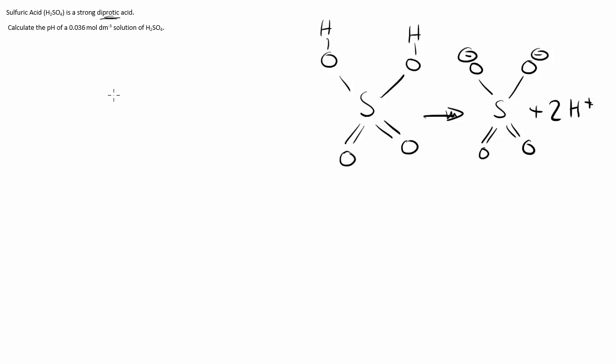Given that information, the first thing we need to do is take into consideration this 1:2 ratio. We've got this concentration of 0.036 moles per dm cubed, and what we need to do is double this to get the concentration of the H plus ions. So we double this and we get 0.072.